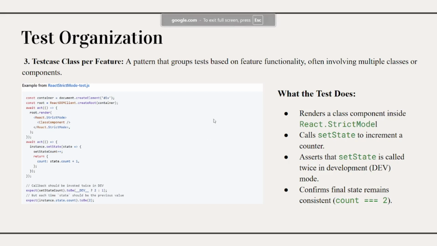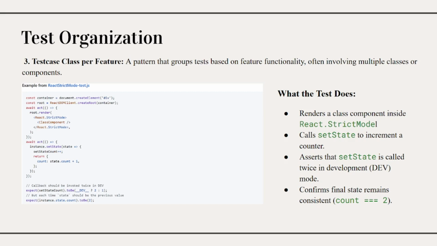I'm going to talk about the test organization pattern. This pattern groups tests based on how a feature works. So instead of focusing on just one class or file, the test focuses on the whole feature, which might include several components or behaviors. In this case, the test is from the React strict mode test file.